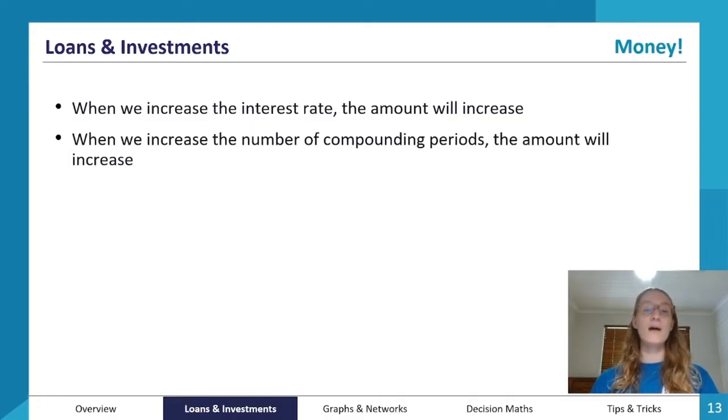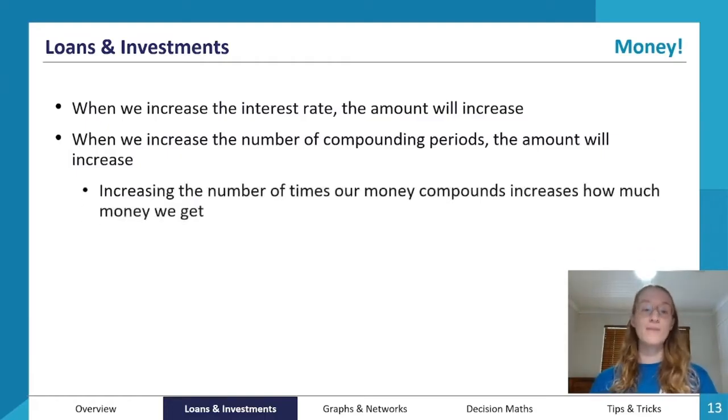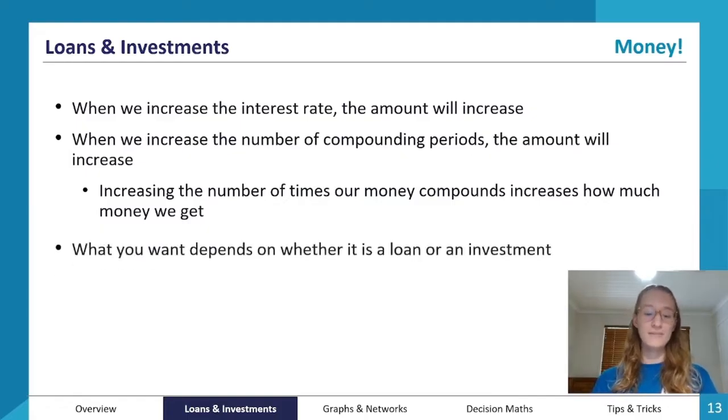So if it compounds once per year, compared to if it compounds 12 times per year, compounding more times per year, for example 12 times, means the amount will increase more. Like I said, increasing the number of times our money compounds equates to increasing the amount of money that we get from it.